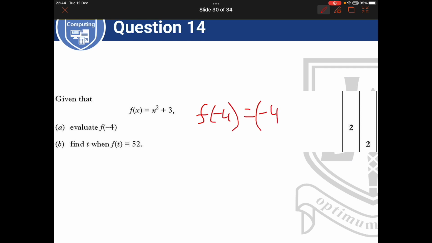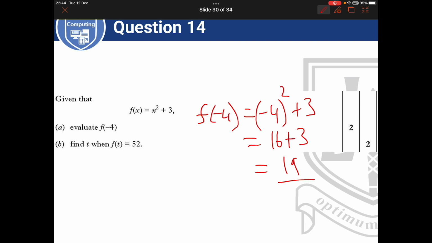So minus 4 instead of x squared plus 3. What's minus 4 squared? Be careful if you're typing that into a calculator ever. Make sure you put that minus 4 in brackets, or we could do that ourselves without a calculator. Minus 4 squared is positive 16. Plus 3 gives me 19. So the value of that function when x is negative 4 is 19.